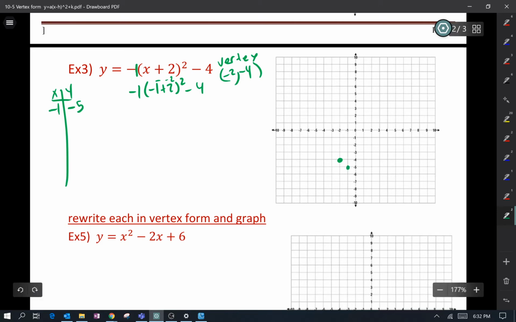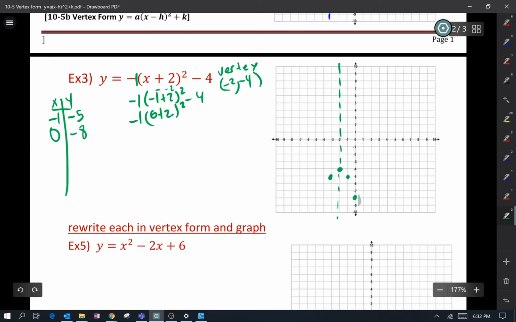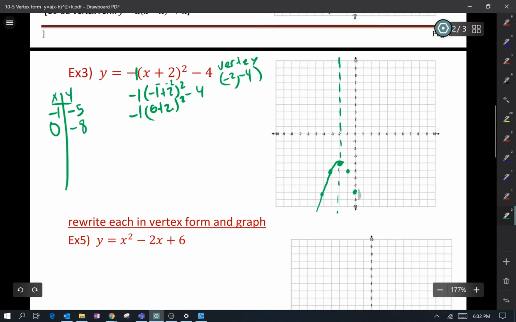And you can see, oh, I need my vertex, don't I? I mean my axis of symmetry. So there it is, right? So it's reflected. So I guess I should try 0, right? 0 plus 2 is 2. Squared is 4 times negative 1 is negative 4. Minus 4 is negative 8. So 0 is negative 8, right? And I would reflect it 2 to the other direction, so it's here. So there's my graph.